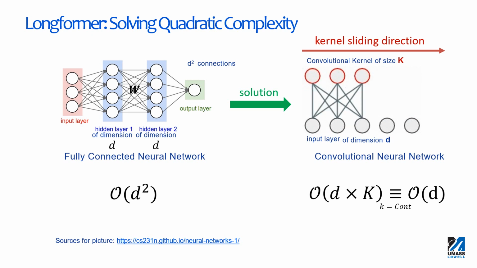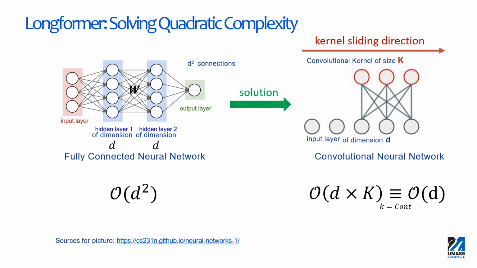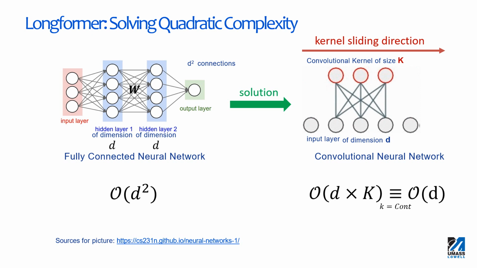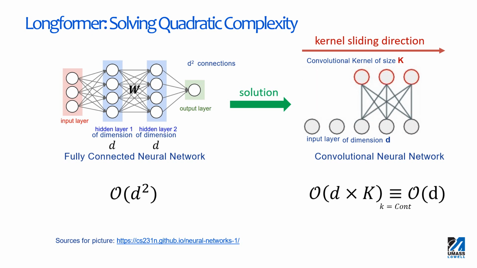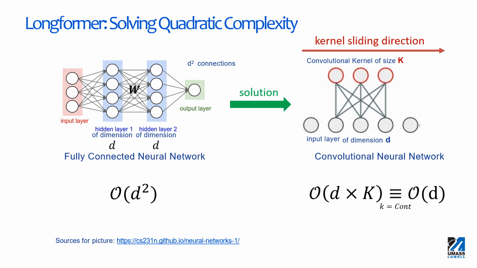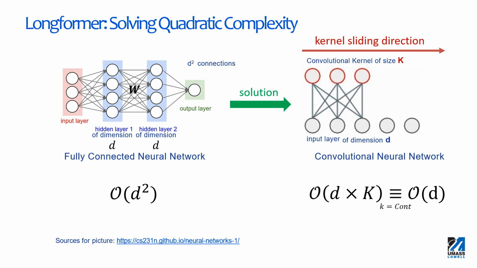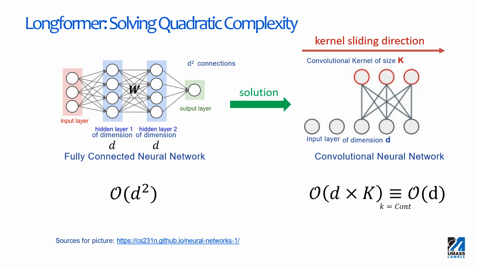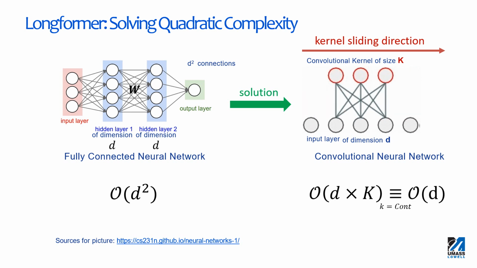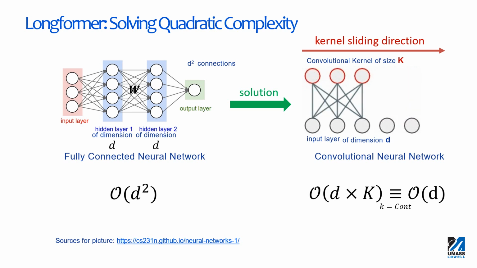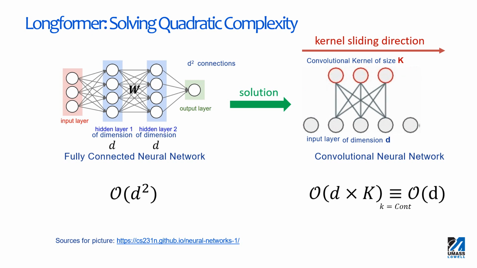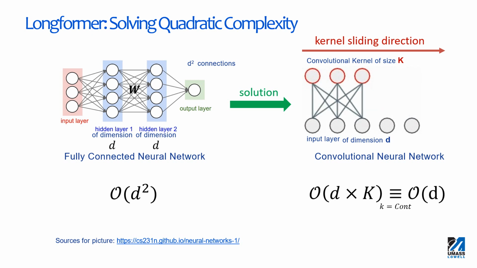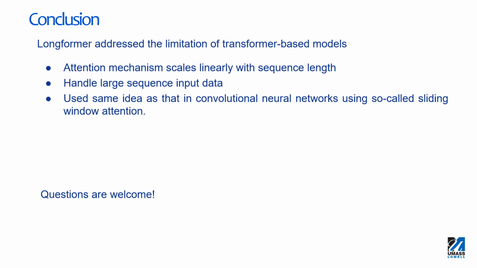The same goes for Longformer. So in Longformer, the authors came up with the idea of a so-called sliding window attention, which is the same as in the convolutional network, except that you do not have hidden units as in the fully connected layer, and instead of the weight matrix you have the attention mechanism over the keys, queries, and values, but the idea is similar. So this is a trade-off of memory for performance.